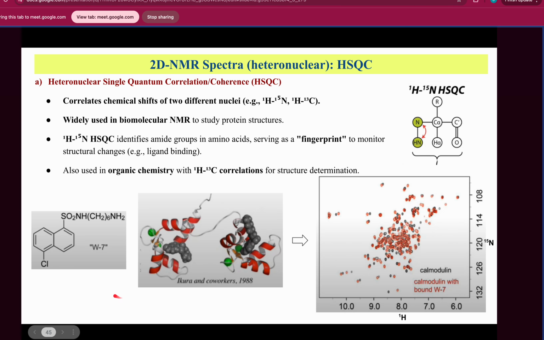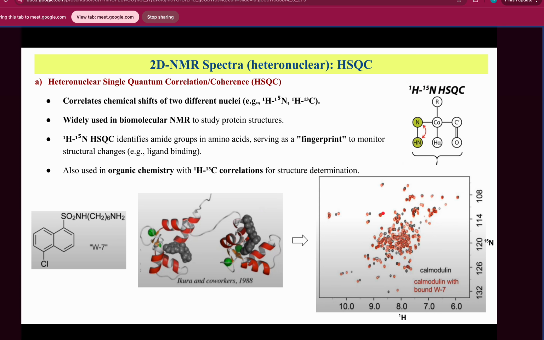And this is the example. In this case, W7 is a ligand which binds to calmodulin. The black dots represent the calmodulin protein, and the red dots represent the calmodulin protein which is bound to the ligand, W7. Now there is a difference among the positions of the N15 and H1. This represents the N15 and this represents the H1 peaks.